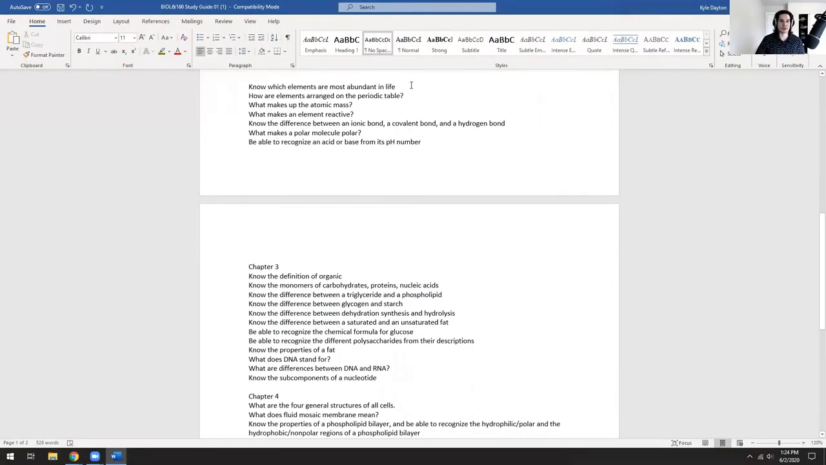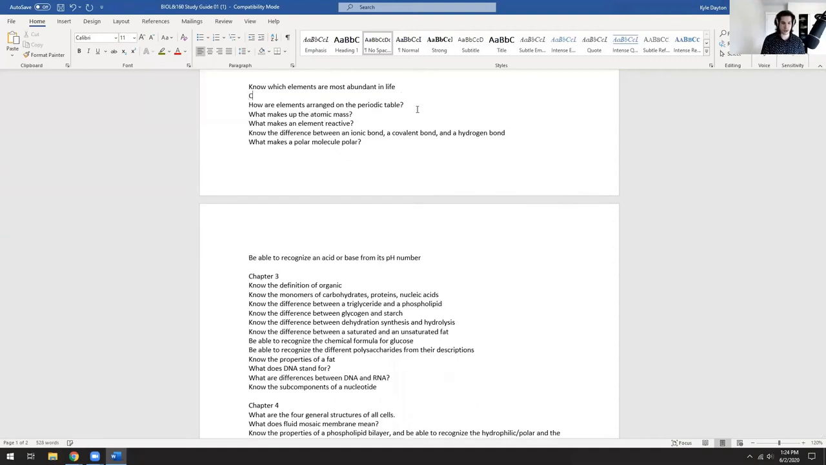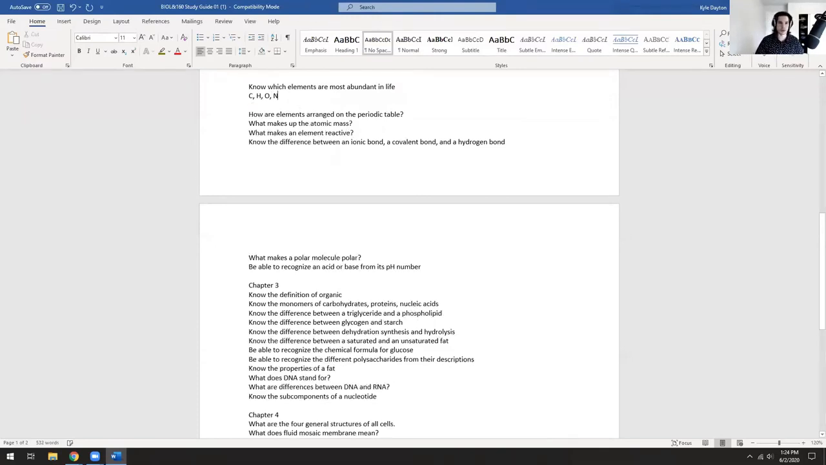All right. Which elements are most abundant in life? So carbon, hydrogen, oxygen, nitrogen. Those are the most abundant. We have a lot of different trace elements that are abundant too, but those are the 4 most abundant. How are elements arranged in the periodic table? By their atomic number, or their number of protons. What makes atomic mass? Protons plus neutrons.